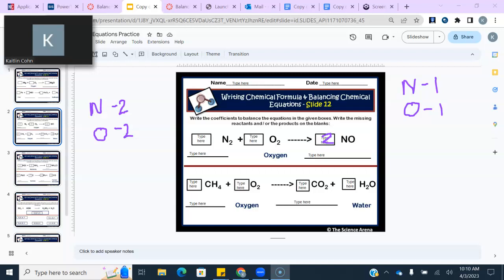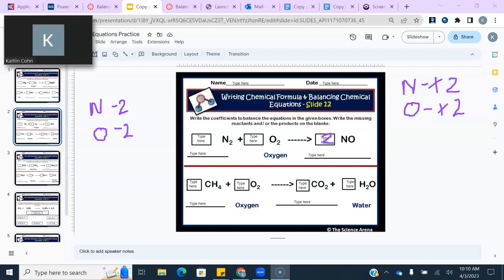Then I have to update my inventory list, because anytime we add a coefficient when we're balancing equations, we have to update the inventory of the elements. Now that I have this 2 as my coefficient, I also have to multiply it by the N and the O, because coefficients apply to all the elements in the compound. So this will be 2, and this will be 2. Now my equation is balanced because I have 2 nitrogen on the left, 2 nitrogen on the right, 2 oxygen on the left, and 2 oxygen on the right.